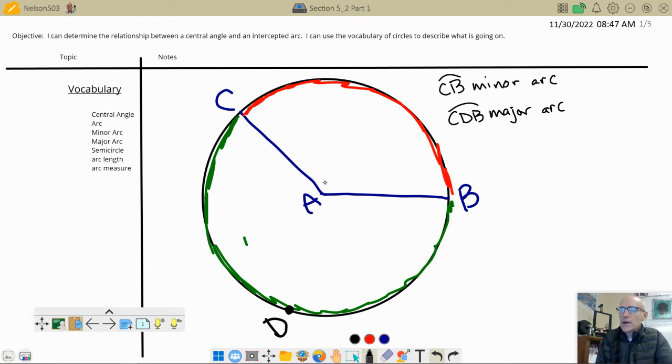And they told us this is 120 degrees. We said, well, this is 120 degrees right out here. The arc is equal to the central angle, right? So this is the central angle right in here.